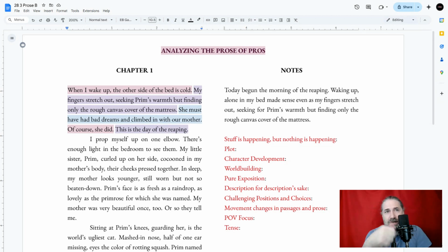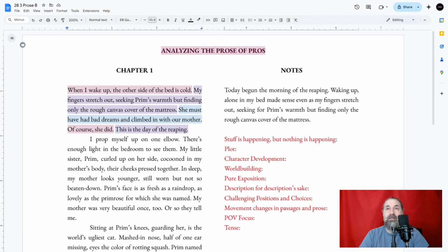The first movement is they are waking up. They are now stretching out, moving to search for Prim. They realize they haven't found her. So then they have commentary on it. That commentary processes that information and realizes, oh yeah, today is the day of the reaping.